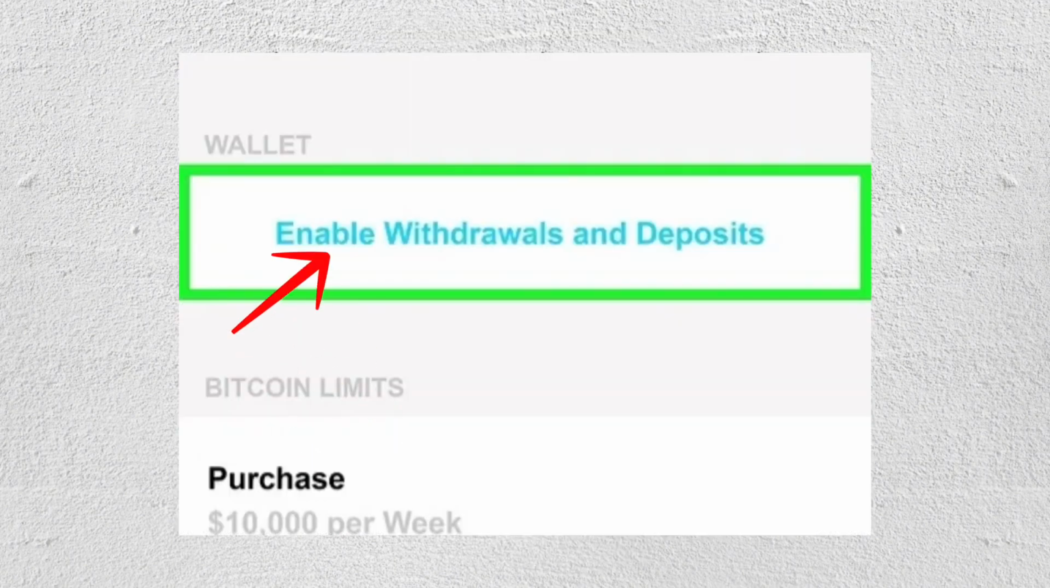Now enable Bitcoin withdrawals if not already enabled. If this is your first time withdrawing Bitcoin, Cash App may ask you to verify your identity and you'll need to provide some personal details like your full name, social security number, and a photo ID. Once verified, you'll be able to make Bitcoin withdrawals. This verification process might take a bit of time.